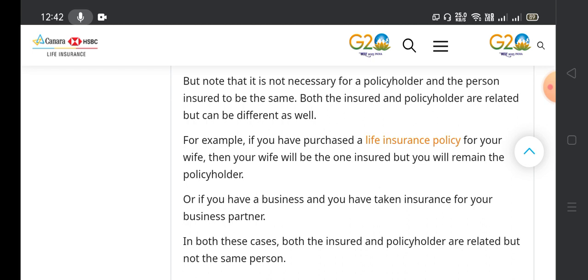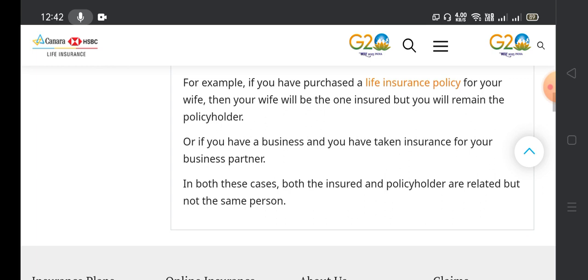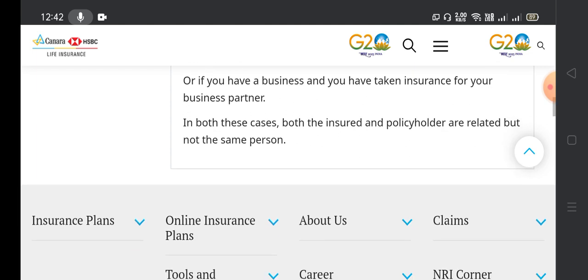Both the insured and policyholder are related but can be different as well. For example, if you have purchased a life insurance policy for your wife, then your wife will be the one insured but you will remain the policyholder. Or if you have a business and you have taken insurance for your business partner, in both these cases, the insured and policyholder are related but not the same person.